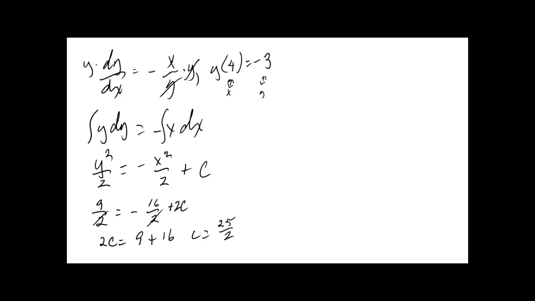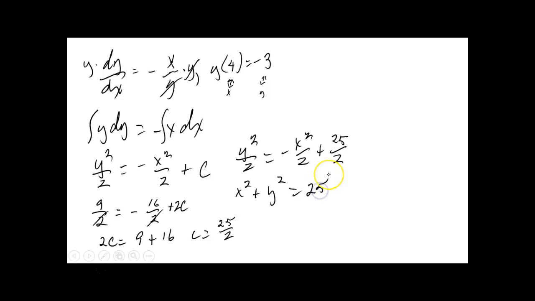So you go back to your original equation, y squared over 2 is equal to minus x squared over 2 plus 25 over 2. You know what? I don't like all those 2's in there. Why don't we just do it as x squared plus y squared is equal to 25. How about that? What does that describe? Say again?